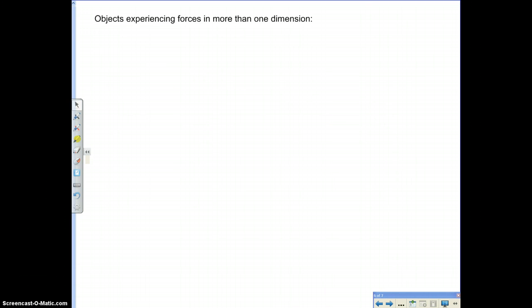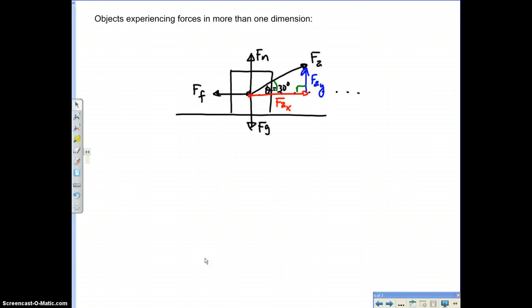What about objects experiencing forces in more than one dimension? What's that look like? Okay, these look like they're really hard, but they're actually not. Pretty much what we're saying is that there are 4 forces acting on this object. 3 of them are one-dimensional. Gravity is straight down. It only goes down. That's the only dimension it has. Normal force is straight up. That's the only dimension it has. Friction is just to the left. That's the only dimension it has. But this applied force is moving up and to the right. And so whenever you have a 2-dimensional force, you need to resolve it into its one-dimensional components.